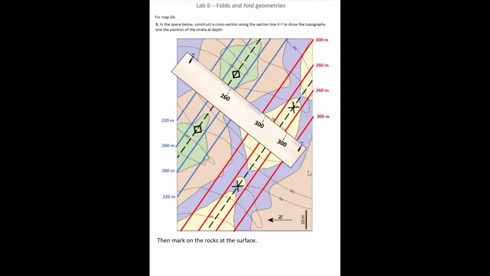And then what we can do, because we're going to draw this using structural contours, we're going to mark on the structural contacts between the yellow and purple layers and the green and brown layers. So these red structural contours, these ones here, they're marking the contact between the purple and the yellow. And these blue ones are marking the contact between the green and brown unit. So wherever we cross those, we mark them on our strip of paper.